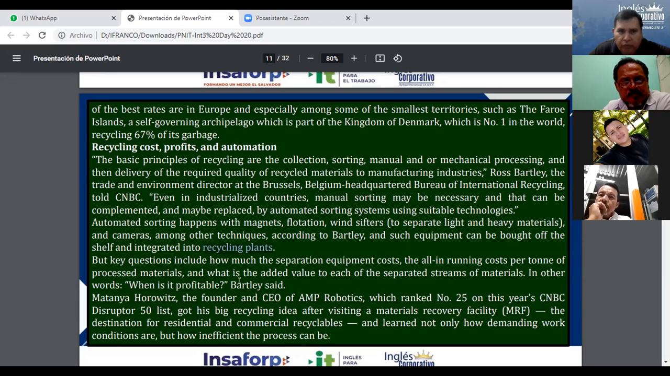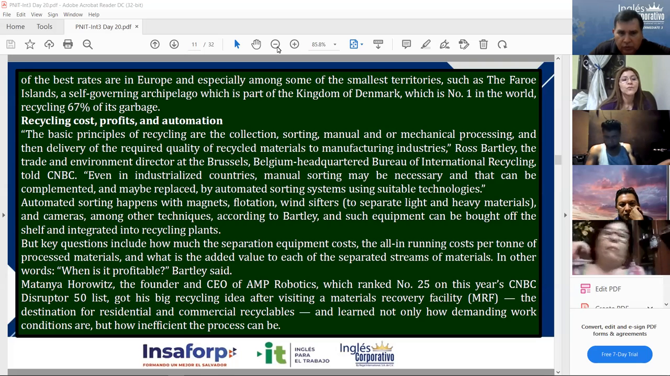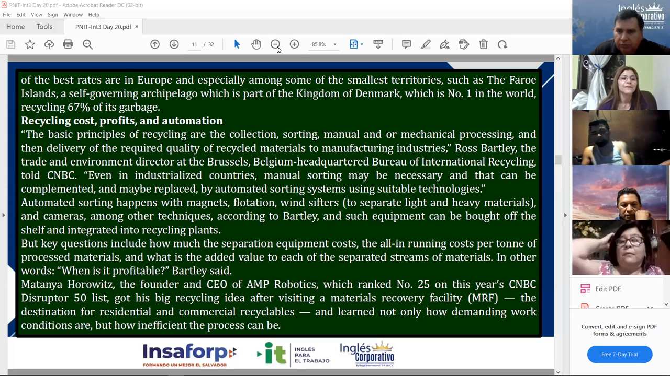But key questions include how much the separation equipment costs, and the value of each of the separated materials. In other words, whether it is profitable, Bartley said.